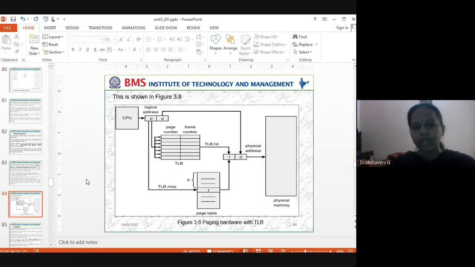So that's what you can see here. One extra thing we are using is what is called a TLB. In the TLB, page numbers and frame numbers are also there. From where do we get the page numbers? Page numbers we are getting from the CPU. From where do we get the frame numbers? We are getting the frame numbers from the physical memory.